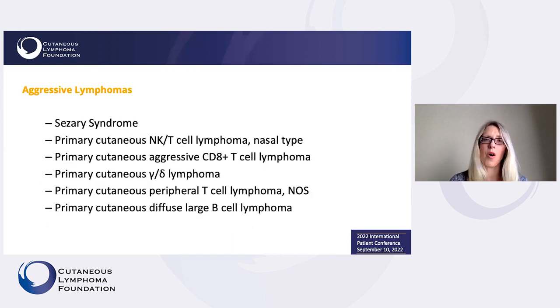The aggressive lymphomas include Sézary syndrome, and then a number of other T-cell lymphomas, such as the aggressive CD8 positive lymphomas, the primary cutaneous gamma delta lymphomas, and the peripheral T-cell lymphomas. Finally, there is one aggressive form of B-cell lymphoma, the primary cutaneous diffuse large B-cell lymphoma.